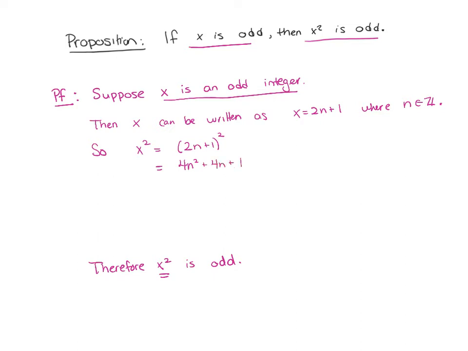And now I know that I'm trying to get that this x squared is odd. So if I sort of work backwards, what would allow me to show that x squared is odd? I would need to say that x squared is equal to 2 times something plus 1, where that something is an integer.